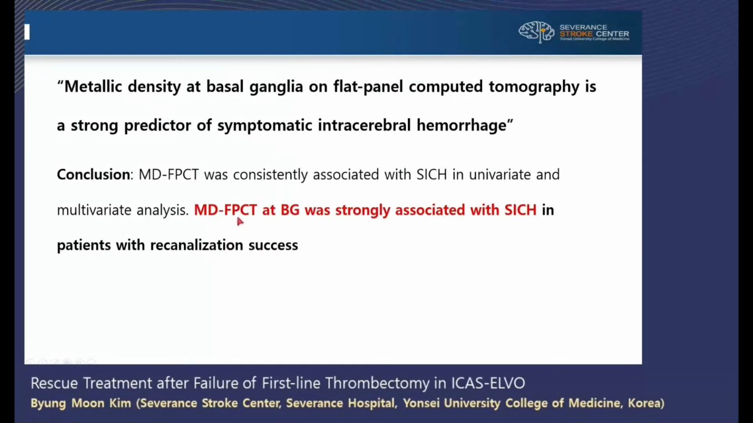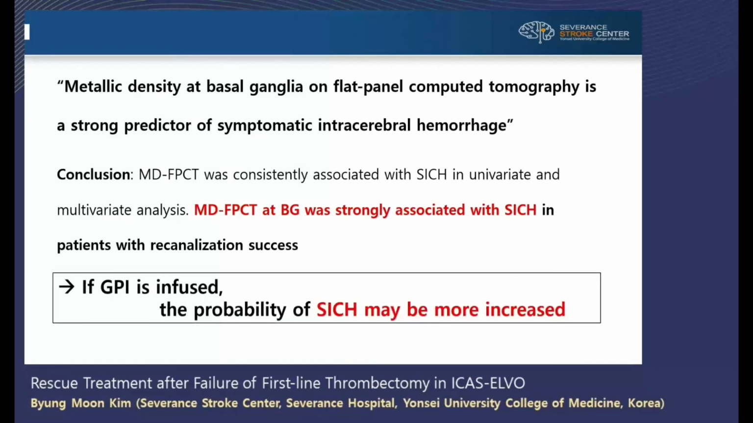Metallic density on flat panel CT at basal ganglia was strongly associated with symptomatic ICH in patients with recanalization success. If GPI is infused, the probability of symptomatic ICH may be more increased.